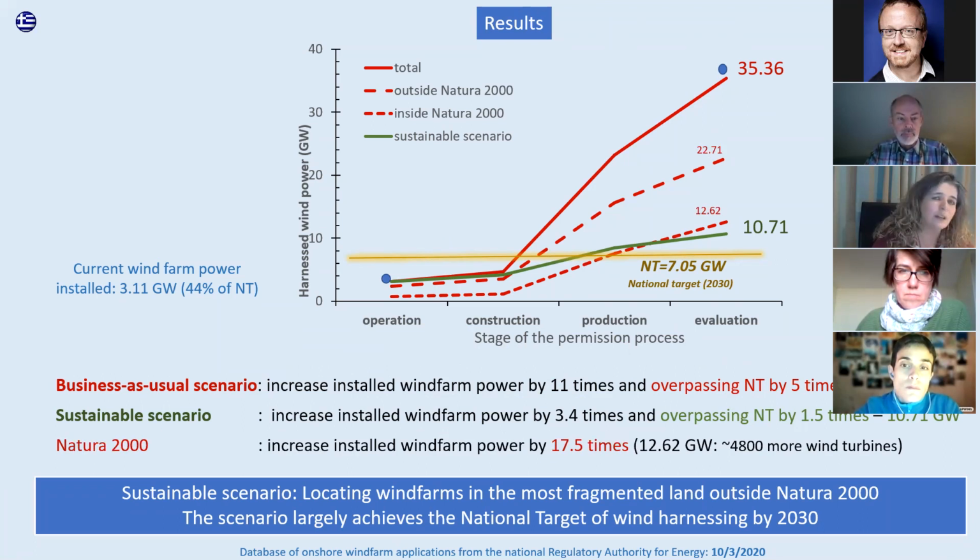One more thing is that, again, in the business as usual scenario, we expect an increase in wind farm power by 17.5 times in the Natura 2000 network. This is really a lot. So in two words, locating wind farms in the most fragmented land outside Natura 2000 largely achieves the national target of wind harnessing by 2030.